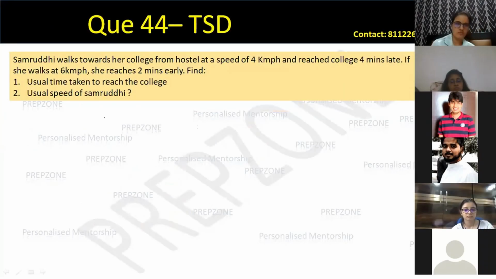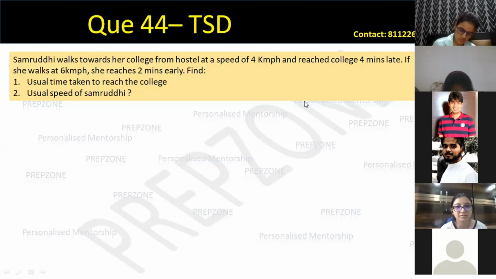Let's move on to the major topic, TSD. This question has a very high probability of making a mistake. Good, Mayur. Basic question hai. It's a level 1 question. Okay, time up. Samruddhi, please explain.